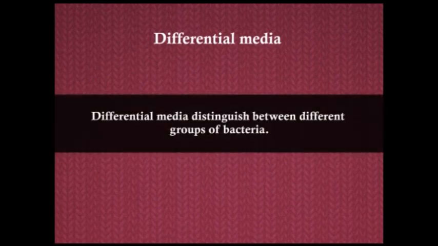These differential media distinguish between different groups of bacteria. For example, the blood agar, MacConkey agar, etc. These are the differential media. So, blood agar distinguishes between the hemolytic and the non-hemolytic bacteria. While MacConkey agar contains lactose and the neutral red dye that differentiate the lactose fermenting colonies that appear pink to red in color from the non-lactose fermenters.